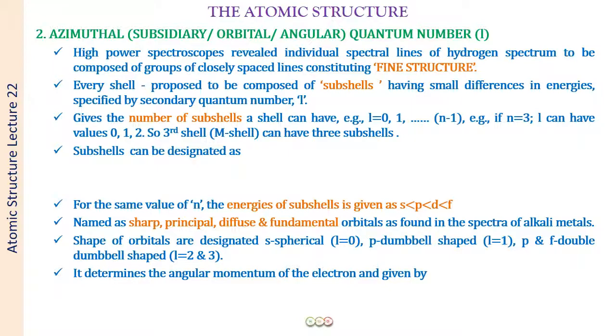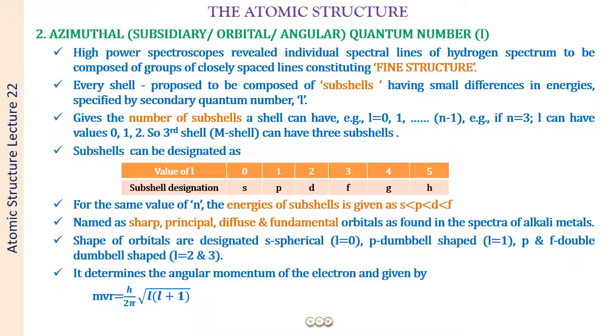And this also determines the angular momentum of the electron, and this is given by the relation mvr is equal to h over 2 pi into under root of L into L plus 1. So this is how you can calculate the angular momentum of the electron as well. Now the number of electrons in a subshell can also be calculated from the value of L according to the relation 2 into 2L plus 1. So the total number of electrons in any subshell is going to be 2 into 2L plus 1.